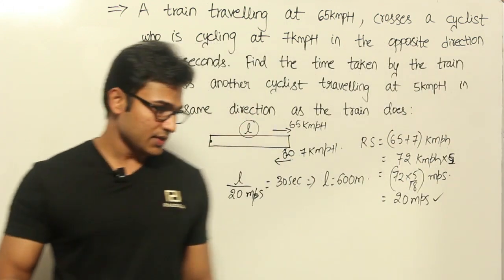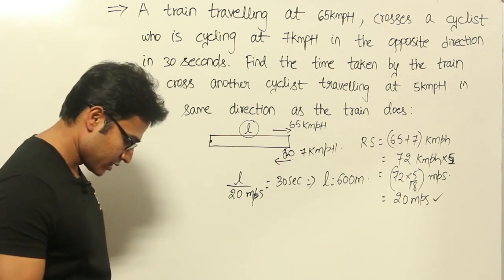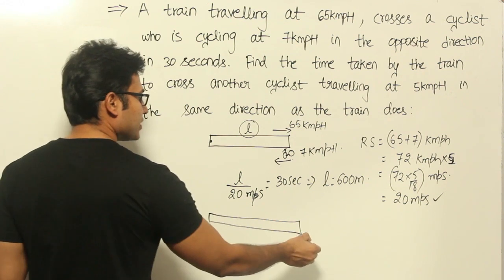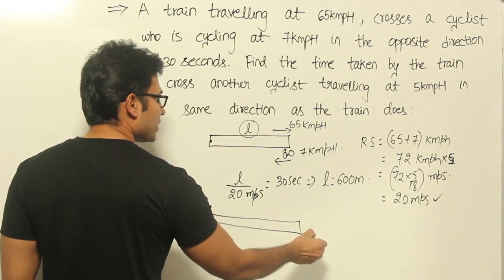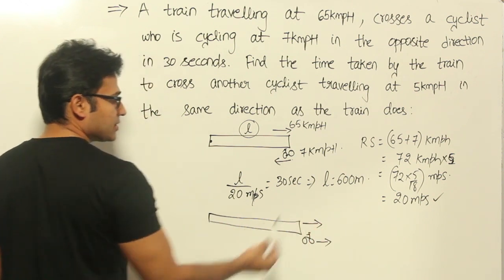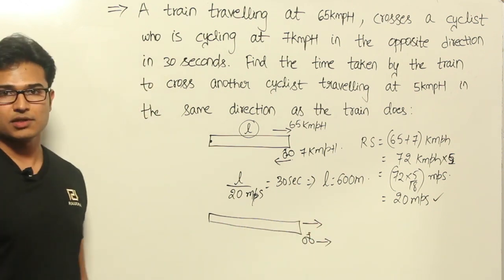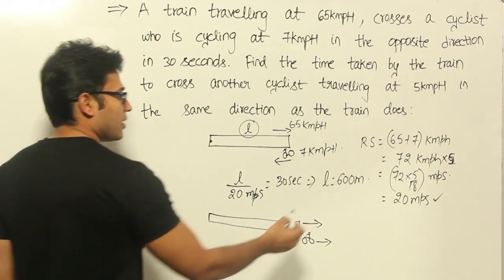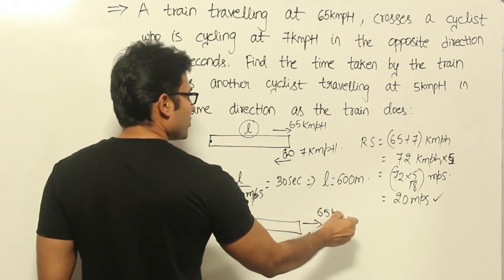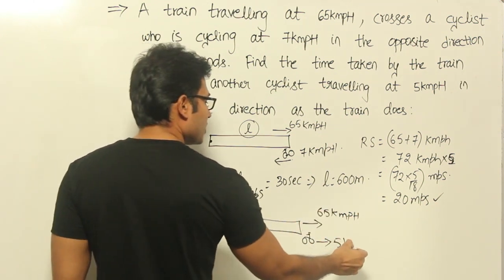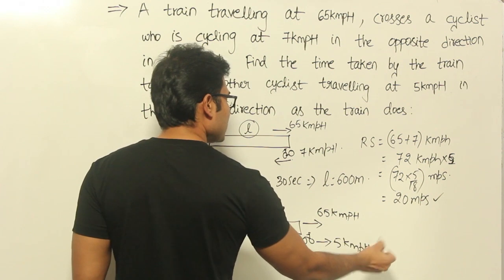Now the second question is, once you have found out the length of the train, you are supposed to find out this one. Now the train is here, and then there is one more cyclist, and both of them are traveling in the same direction, and since the distance is not given between them, you can assume that both of them are at the same point initially. The speed of the train is 65 kilometers per hour, and 5 kilometers per hour is the speed of the cycle, right?